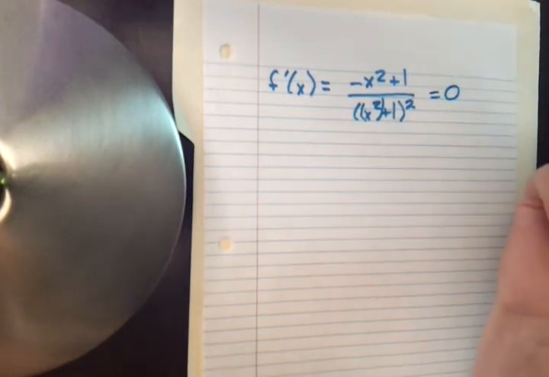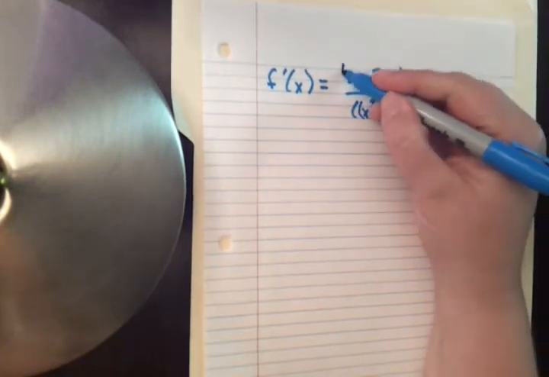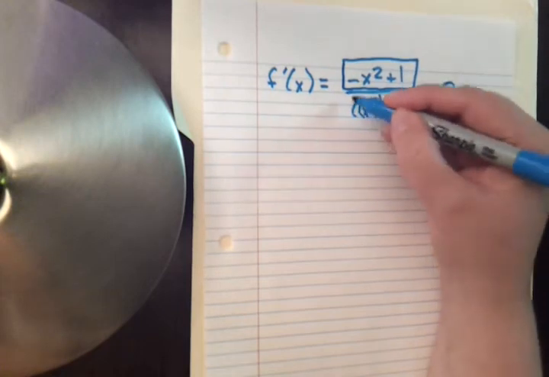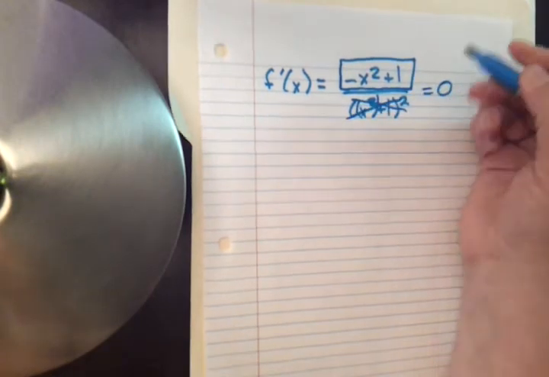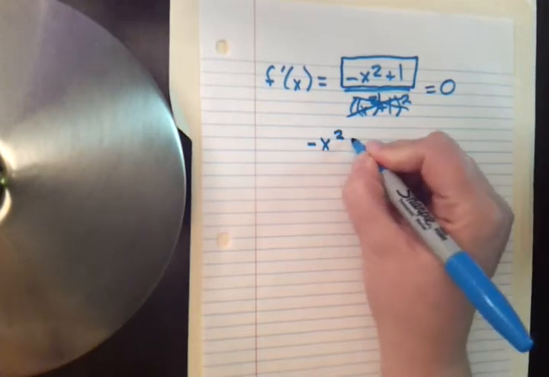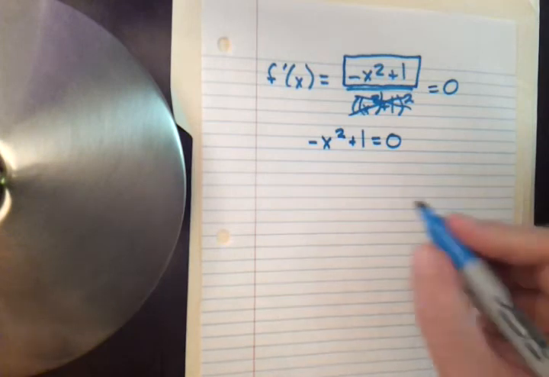Well, where does a fraction equal 0? What kinds of fractions equal 0? They're fractions where there's a 0 in the numerator. So we don't even care about this denominator anymore. We just want to find all of the places where x squared plus 1 equals 0. So we're just going to solve this for x.